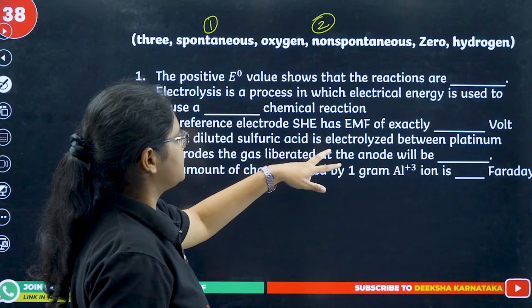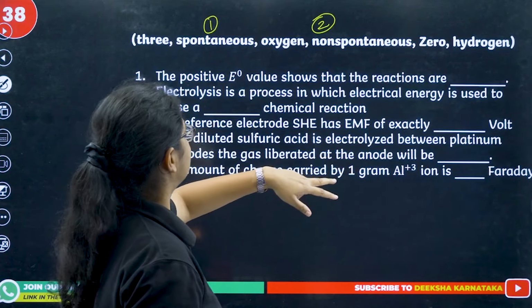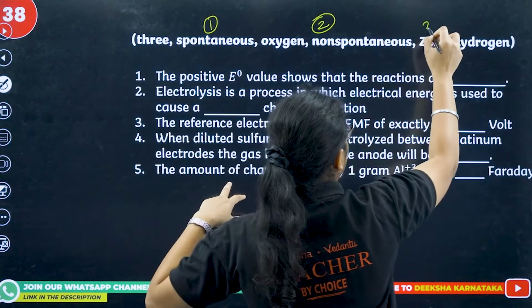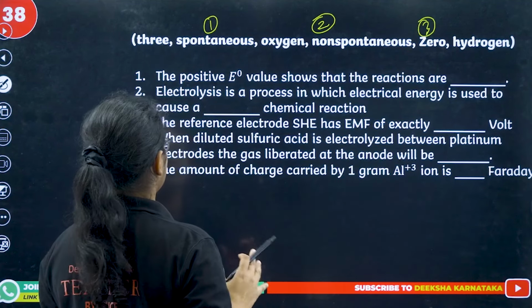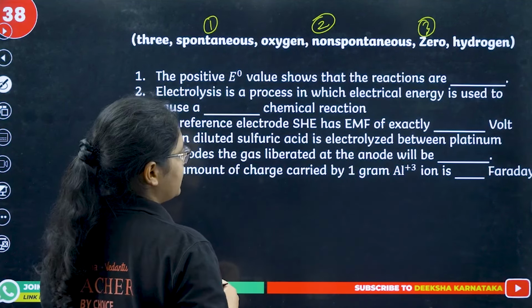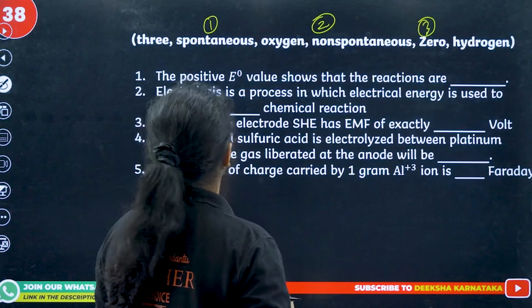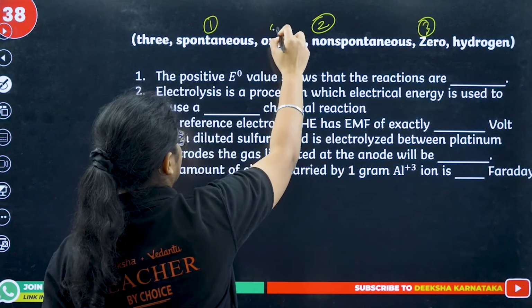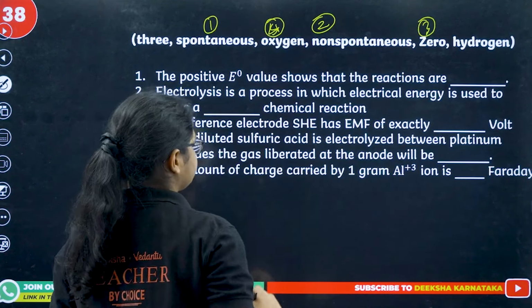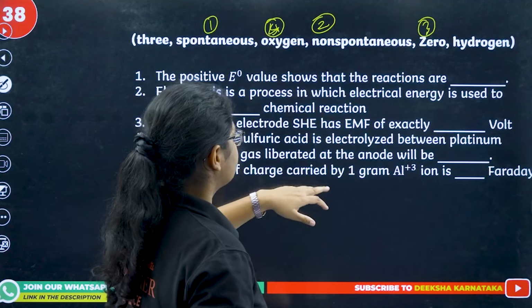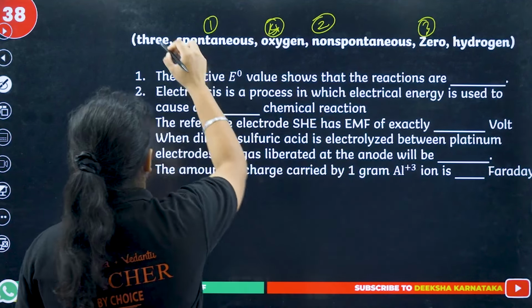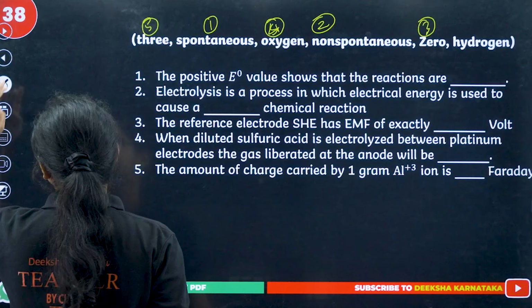The reference electrode SHE has EMF of exactly 0 volt, right? When diluted sulfuric acid is electrolyzed between platinum electrodes, the gas liberated at anode will be oxygen, right? At anode, positively charged, so at that time oxygen will be liberated. The amount of charge carried by 1 mole of aluminium is 3 Faraday.